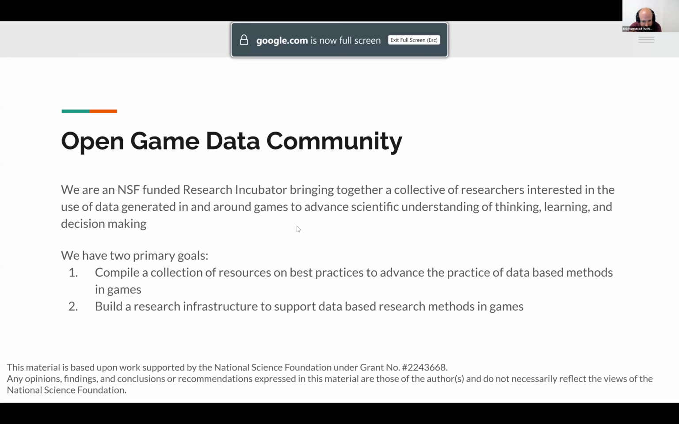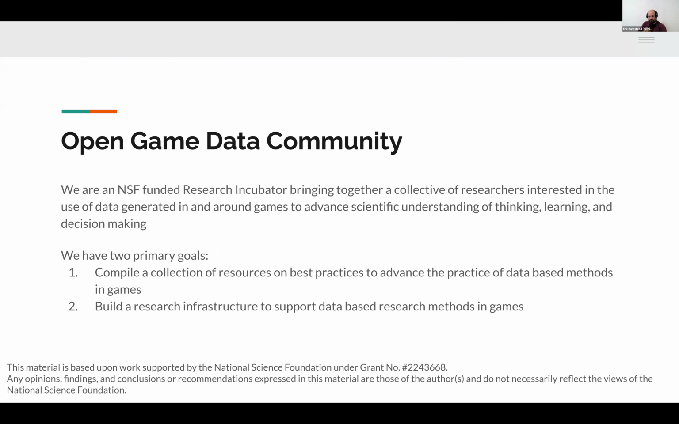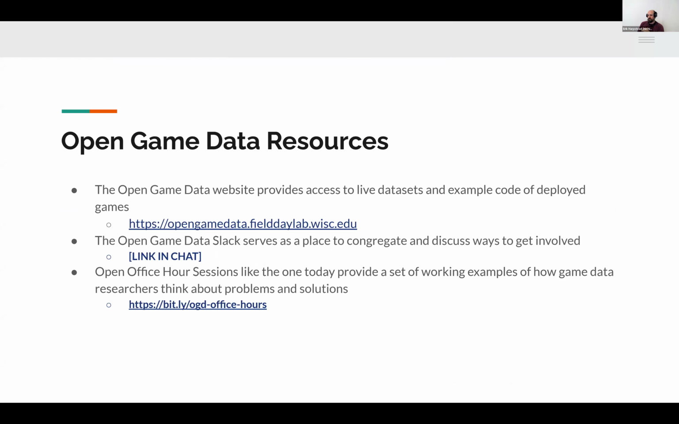So the Open Game Data community is an NSF-funded research incubator working on bringing together a collective of researchers interested in using data generated in and around games to advance our scientific understanding of thinking, learning, and decision making. We've had two primary goals: one, to convene this community and collect this knowledge, and the second, to build some real concrete research infrastructure that will help automate some of these techniques.